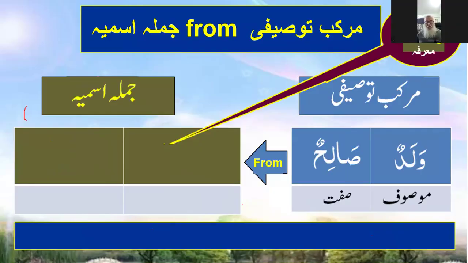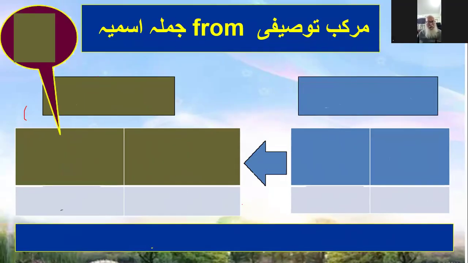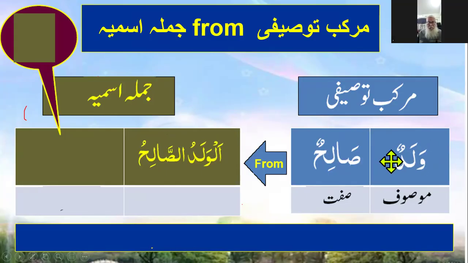Now what we'll do, we add something marfu before this structure. Muhammadun waladun salihun. So waladun salihun has come as a khabar. Mubtada and khabar. That is the second pattern. Let's add something at the end. We have waladun salihun, a murakkab tawsifi, mawsuf and sifa. So what we do, we make them proper nouns. Al-waladu as-salihu. So it can be the mubtada. And we add a nakira after it.